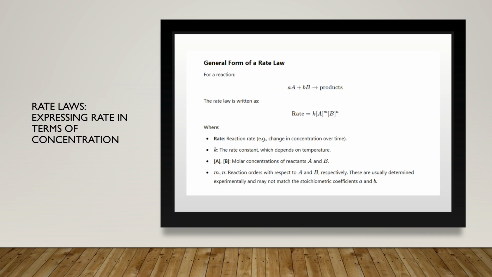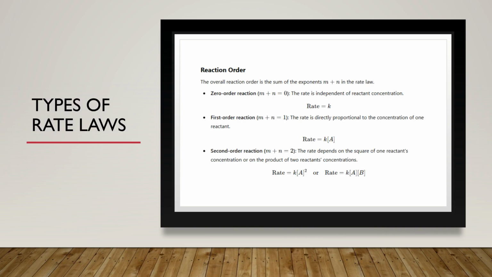Rate laws express the reaction rate in terms of reactant concentrations. The general form is rate equals k times the concentration of A raised to m and the concentration of B raised to n. The exponents m and n are the reaction orders, determined experimentally. The overall reaction order is the sum of the exponents in the rate law.